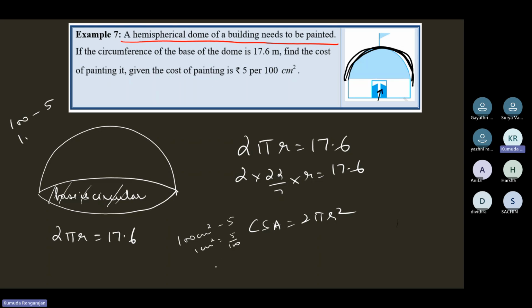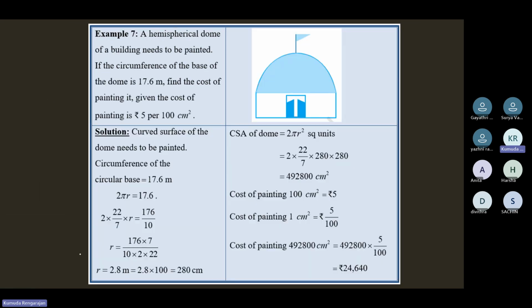And then for whatever answer, supposing you got some 500 as the answer. So 500 centimeter square, it will be 500 into 5 by 100. That is how you got the answer.